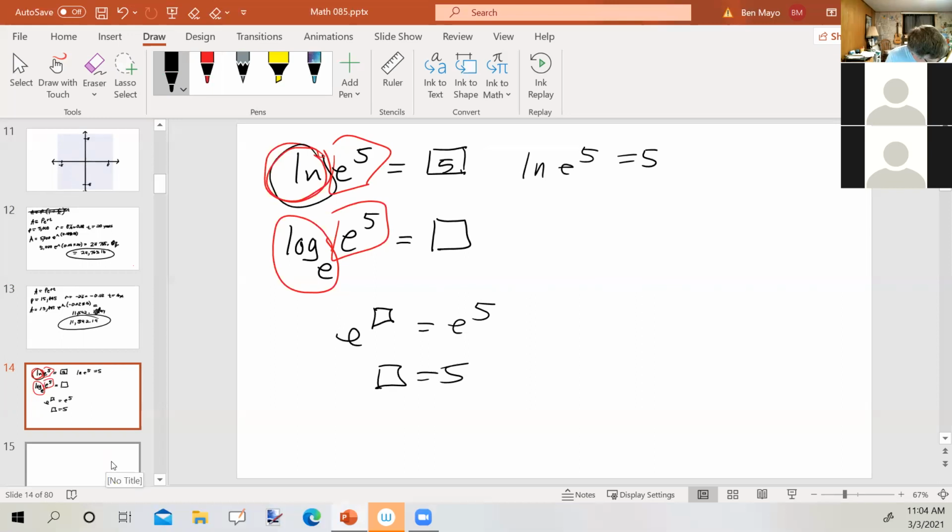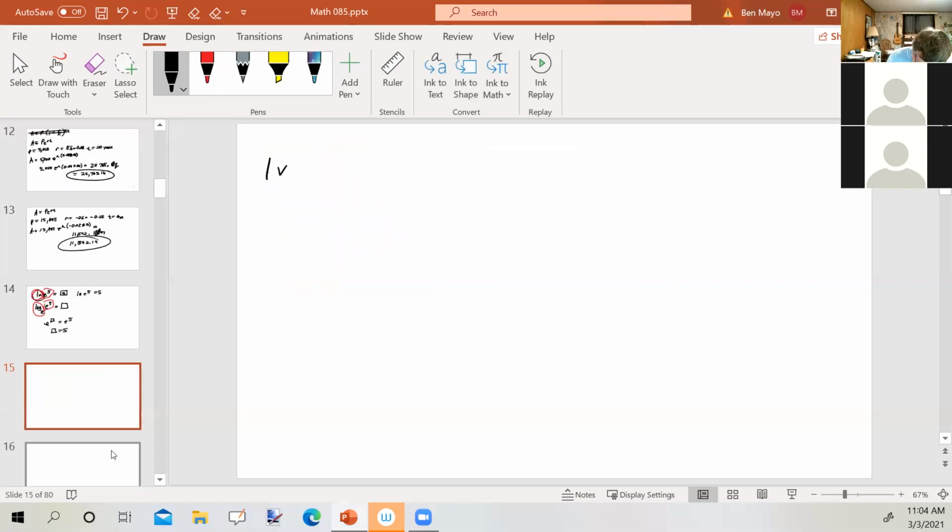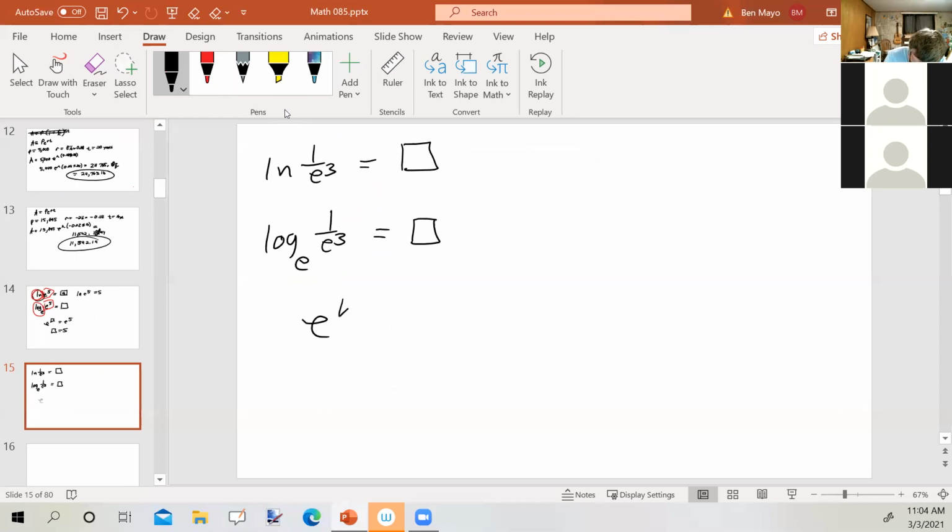All right, how about this one? The natural log of 1 over e cubed. Well, that's equal to some unknown box. ln is log base e. So I've got log base e of 1 over e cubed equals the unknown box. Change this to an exponential equation. e to the box equals 1 over e cubed.